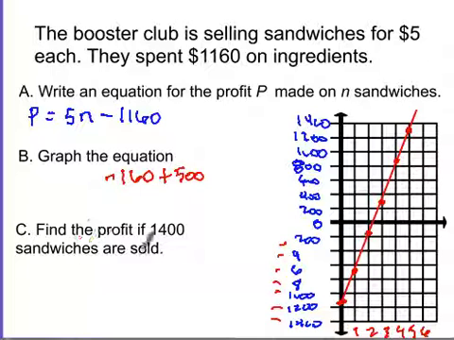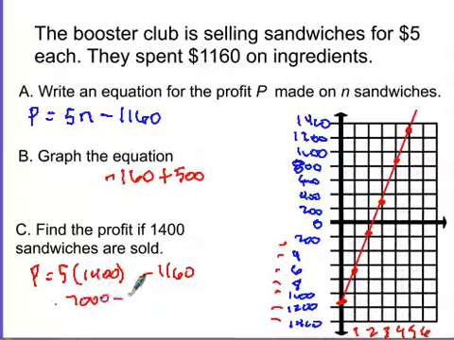All right. Find the profit if 1,400 sandwiches are sold. What do we do here? Just plug 1,400 in for x. 5 times 1,400 minus 1160. Anybody work that out yet? 1400 times 5 is 7,000. So P equals 7,000 minus 1160, which is 5,840.